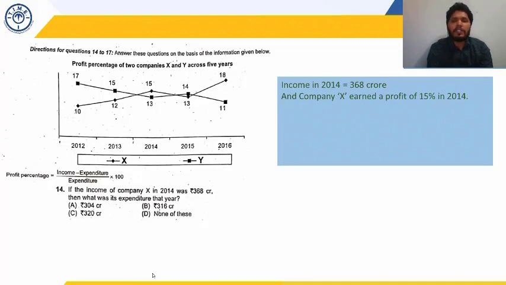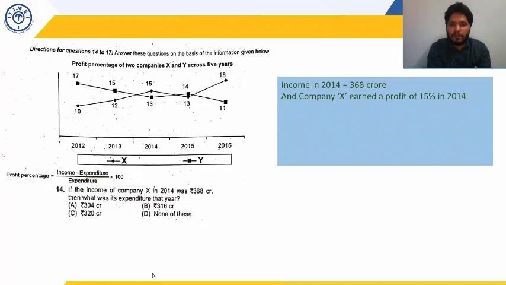So can I say my expenditure is increased by 15%? Because profit percentage is 15% of expenditure. So my expenditure is increased by 15%, and then it becomes my income. So my income is 15% more than that of my expenditure. I can say this because profit is 15% of expenditure.